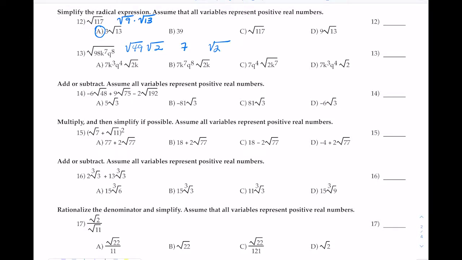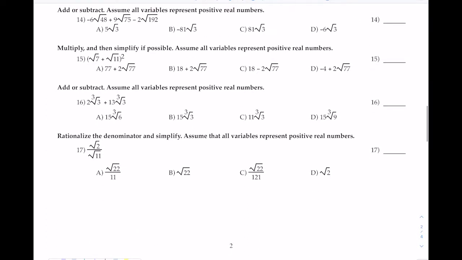If I want to take the square root of q to the 7th, again, remember there's an invisible 2 in here, and we're just going to divide the index into the power. So 2 goes into 7 3 times, so a k to the third is going to pop out. And there's a remainder of 1, so the remainder goes back inside. And then 2 goes into 8 4 times, and there's no remainder. So your final answer is 7k to the third, q to the fourth, times the square root of 2k, which is letter A.